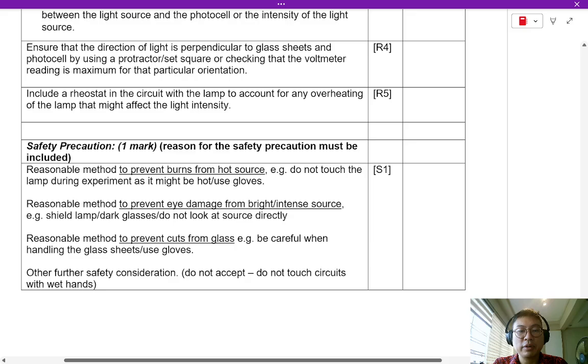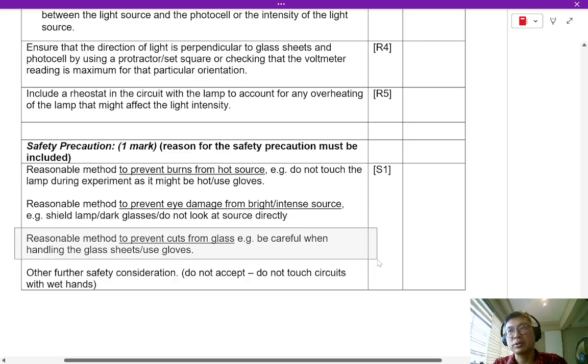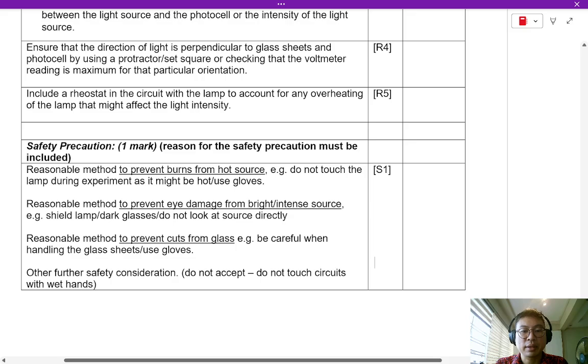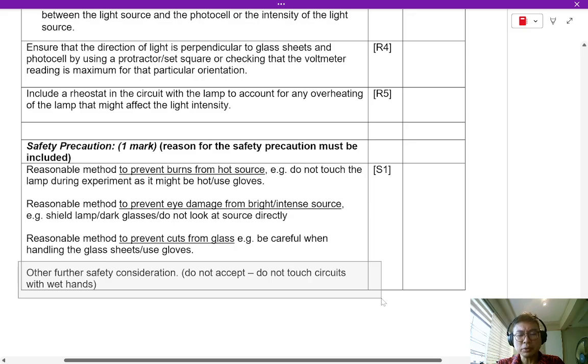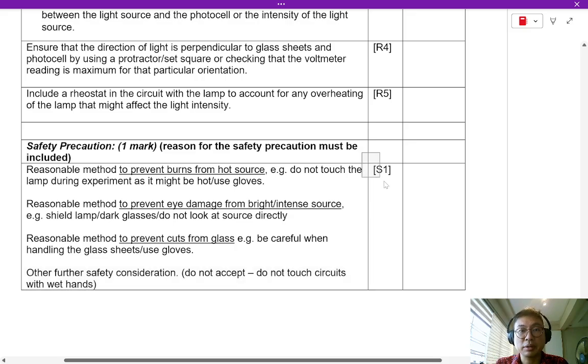Okay, prevent burns. This one accepts do not touch the lamp during the experiment, but actually I would say that this is not a very good example. Eye damage from intense bright light: do not look at the source directly. Reasonable method to prevent cuts from glass: use gloves when handling glass sheets. I don't think that's reasonable, but be careful when handling glass sheets, that's perfectly fine. Other safety considerations such as don't touch the electrical circuit with wet hands are unreasonable because that's a very basic safety precaution.